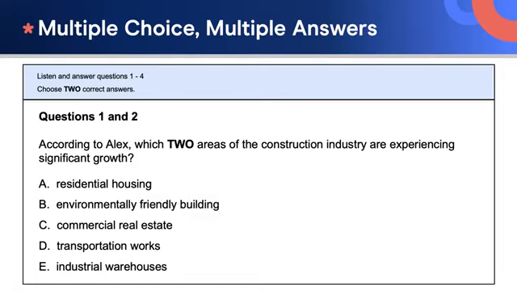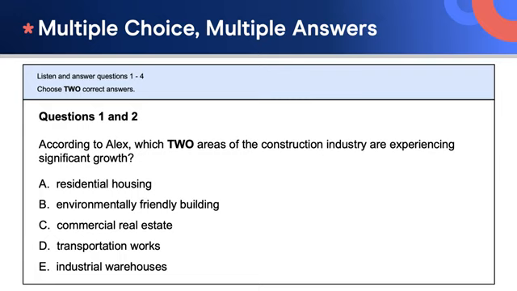Okay, that's the first half of the practice test done. How did you go? Let's go over the answers to find out. The first question is, according to Alex, which 2 areas of the construction industry are experiencing significant growth?